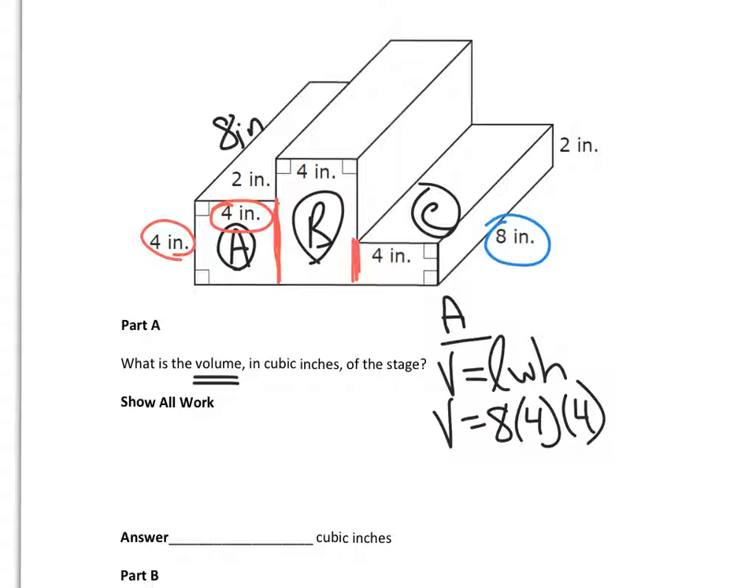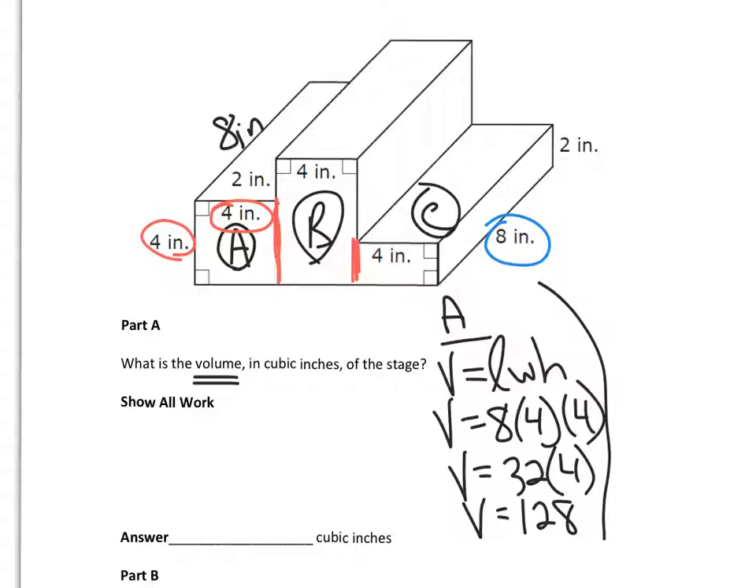If you put those in a different order, you'd still get the same answer because we're just multiplying the three numbers together. So 8 times 4 is 32, and then 32 times 4 is 128. That should be our volume for A. Now we look at part B, or section B.